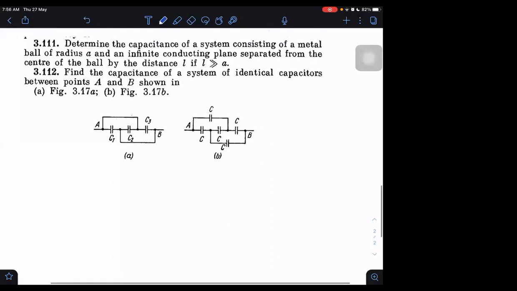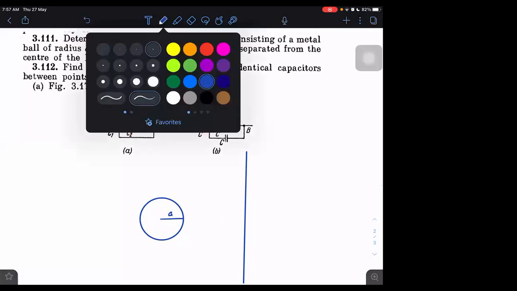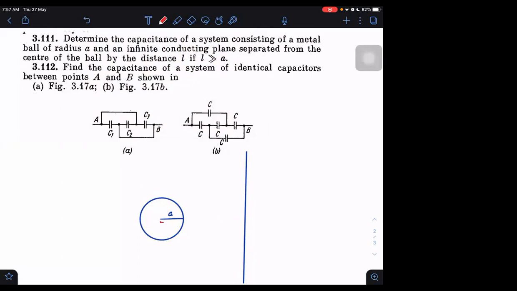And one more question is, determine the capacitance of a system consisting of a metal ball of radius A and separated from an infinite conducting sheet, which is at a distance L from the center of the metal ball. From this center, it is at a distance L. Infinite conducting sheet.